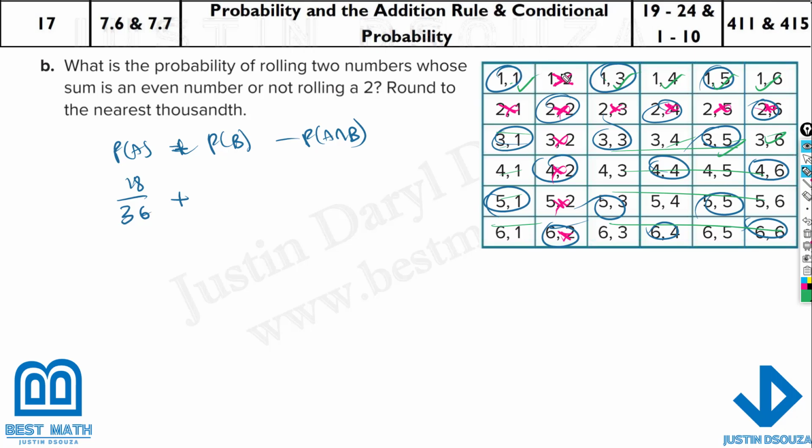Let's count them. There's one easy way to count. How many 2's are there? 6, 7, 8, 9, 10, 11. So out of 36, 11 have a 2. So the remaining 36 minus 11 will be 25 out of 36 that do not have a 2. Not rolling a 2 is 25 by 36. So that's how we get that.